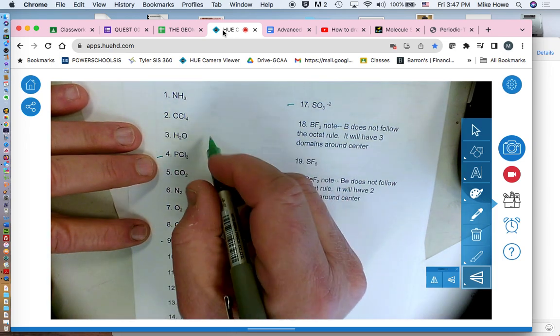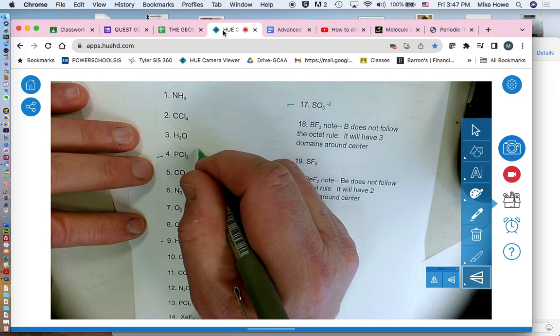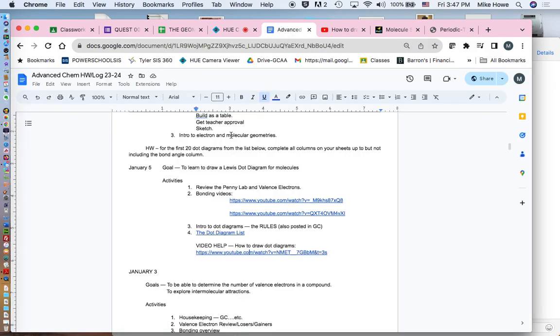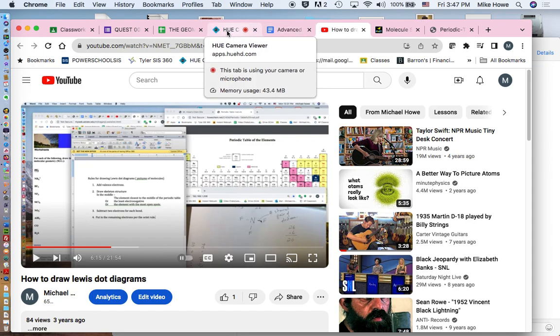Now I'm going to assume that you know how to draw dot diagrams, and I'm going to explain them kind of quickly. I'll refer you back to this page, January the 5th, where I have a video help on how to draw dot diagrams. This is a pretty detailed video, and I've laid out the directions pretty carefully. So you might want to spend 20 minutes or half an hour studying that if you're wondering about how to draw the diagrams.